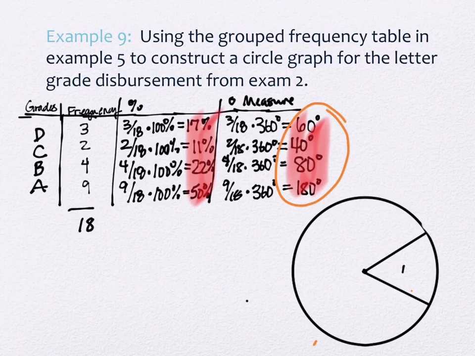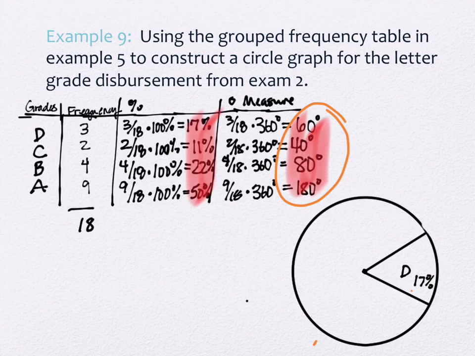This is the D range. And the letter grade and the percentage go in this category. So this is D, 17%. You do not need to write the degree measure because the degree measure is inherent in what you did, because the size is the degree.